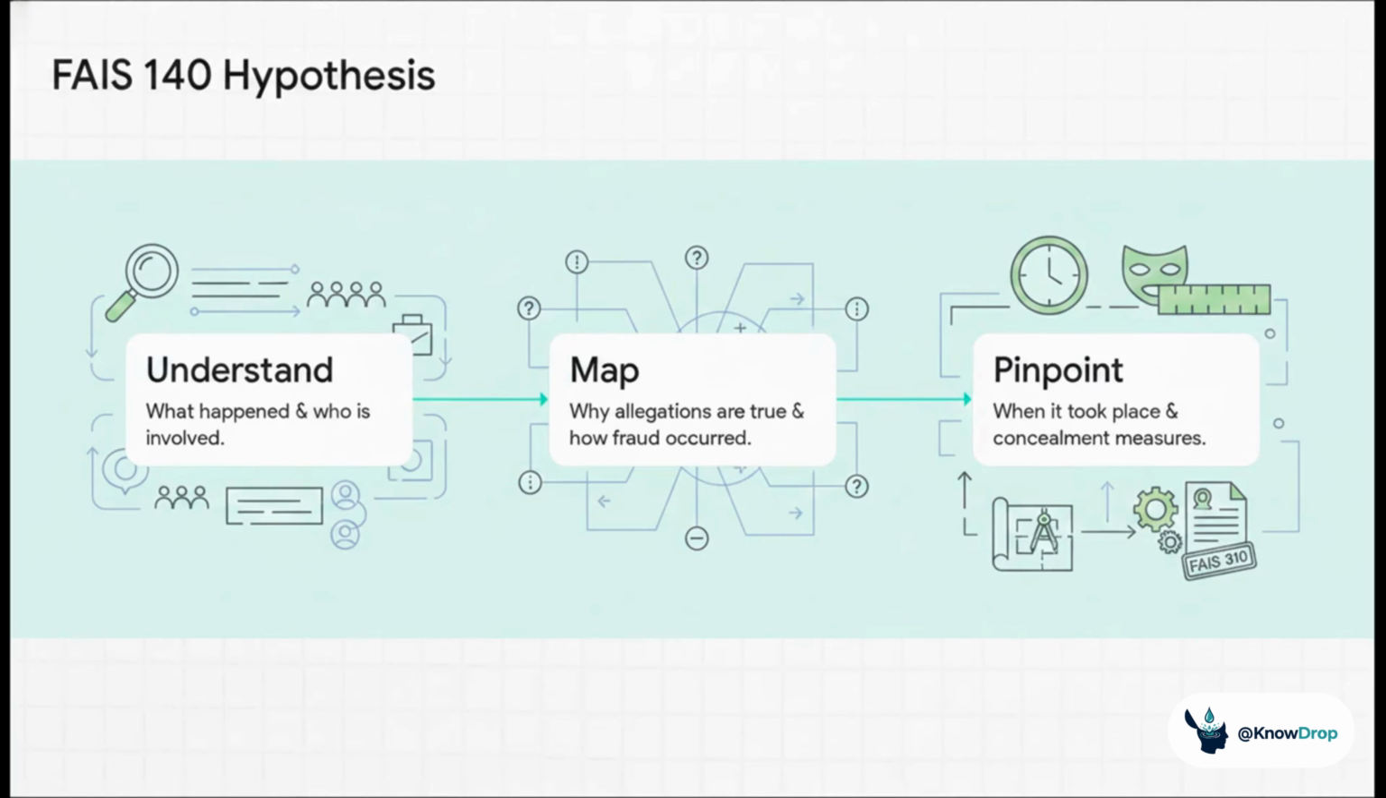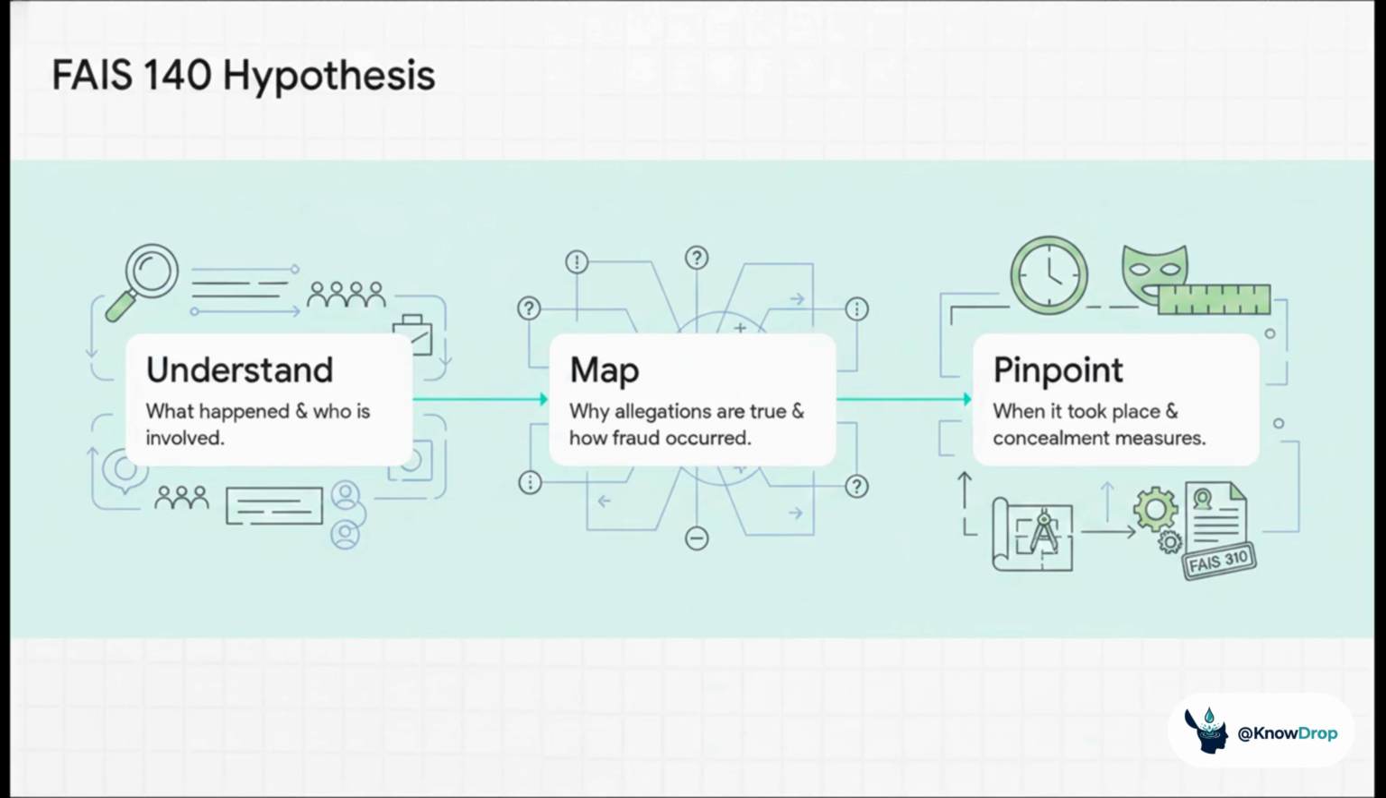Speaking of FAIS 140, let's break down hypothesis mapping. A hypothesis gives direction to your whole engagement. After understanding the background, you map out 6 key things: what happened, who was involved, why the allegations might be true, how the fraud occurred, when it took place, and what concealment measures were actually used. Once you have this map, it feeds directly into FAIS 310.